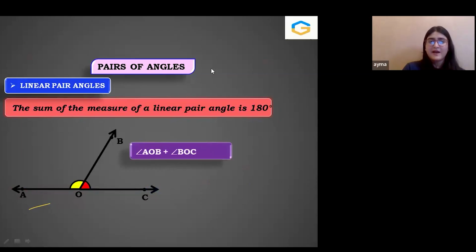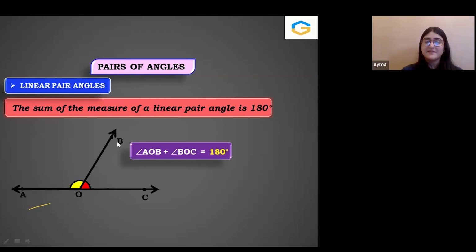One more property that we have for the linear pair is that the sum of the two angles of a linear pair is always equal to 180 degrees. The measure of a linear pair of angles is always equal to 180. Important concept, please note it down. So if this is angle AOB and this is angle COB, their sum basically would be equal to 180. A single angle is not equal to 180. The sum of both the angles is equal to 180.